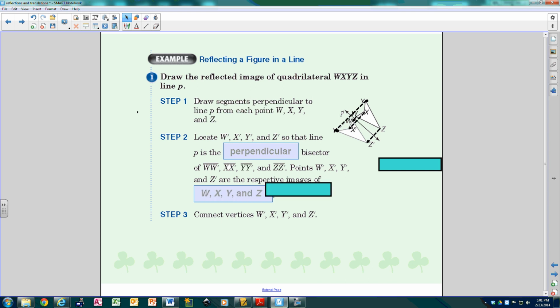So we want our new image, W prime, X prime, Y prime, Z prime, to be an image of WXYZ. And then you connect these vertices here and you get the same image. So we're going to try that on the next one, okay?